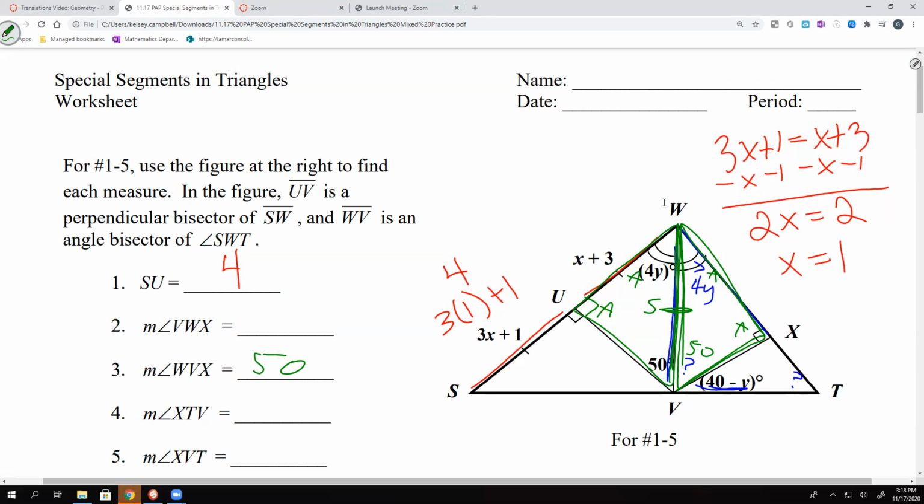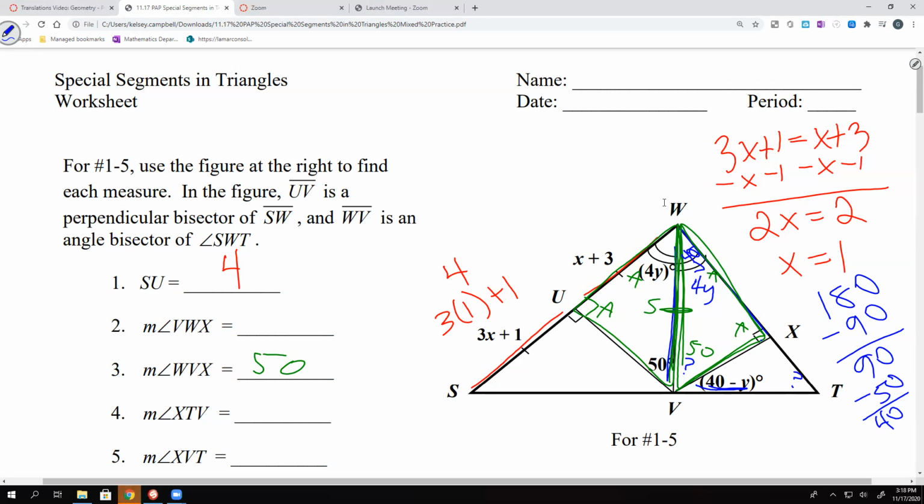Now can we figure out what that 4y angle is? How do we figure that out? We have a 90 and a 50. So what do all 3 add up to? 180, right? Take away the 90, take away the 50. So yes, it is indeed 40. That means 4y is 40, so y is 10. Now plug that into the full wall.